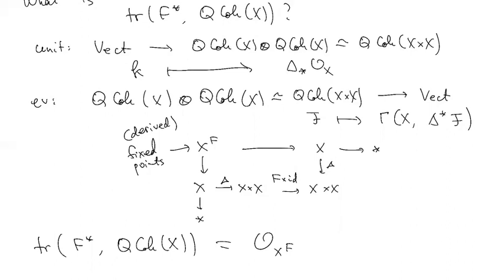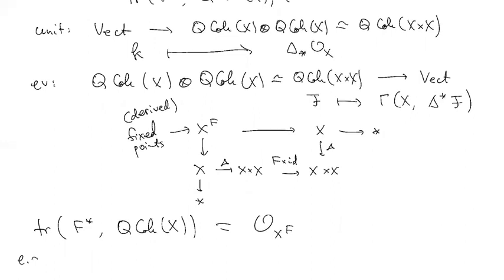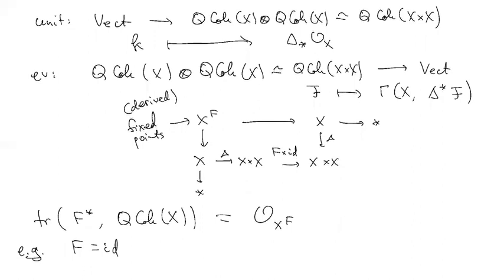So in particular, a good example is if F is the identity, then the trace of QCoh of X, this you get functions on, well, what is the derived fixed point locus of the identity? Well, it's just the diagonal intersected with itself. And again, you have to do this in the derived way. And so this is the derived loop space, which, one can see for the same reason, is also the Hochschild homology of this category.